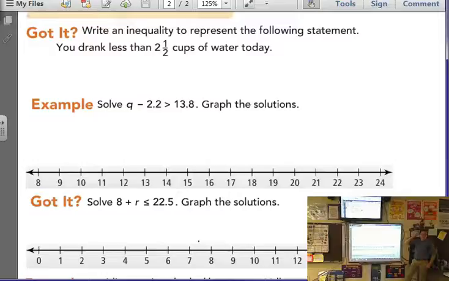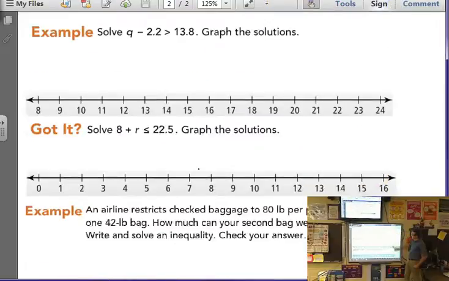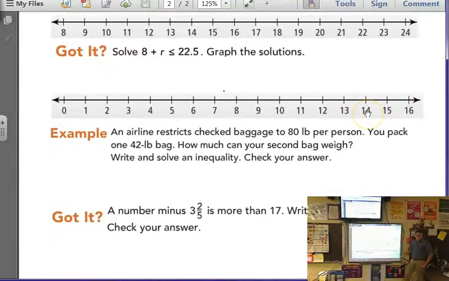So solve the next one on your own for a moment. Think about how do I get rid of the value that is with my variable. Doesn't that kind of just go with what we did, like solving equations? Yeah. There's only one difference. Sean, what do I do here? Subtract 8. I subtract 8 on both sides.